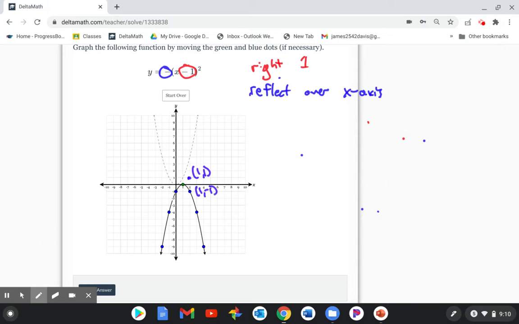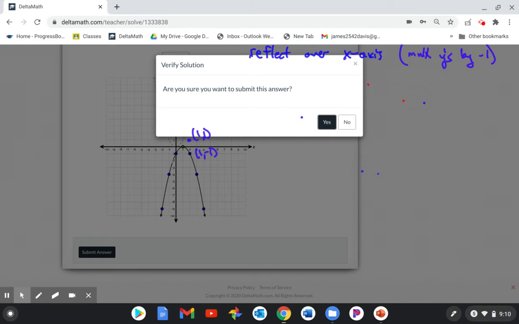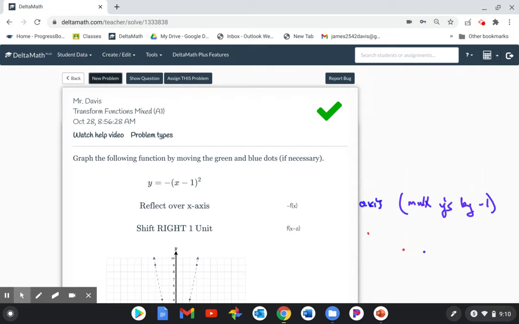It flips all the y's. So let's multiply y's by -1. That's essentially what we're doing. So let's go ahead and try this. There's no other transformation, so let's see if we did it right. Go ahead and submit our answer. And there we go. All right, let's go ahead and try a couple more of these.